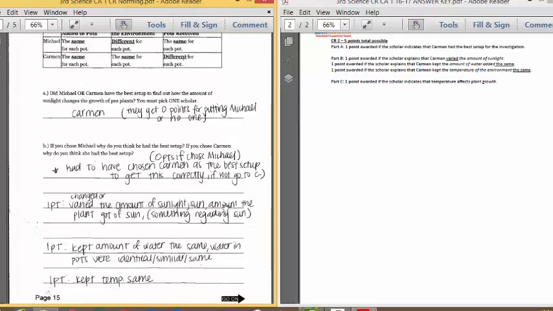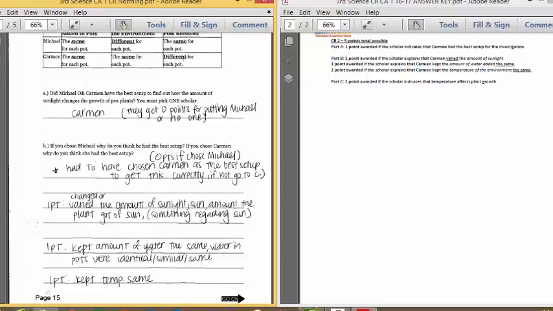Part B asks if they chose Michael, why they think he had the best setup, and if they chose Carmen, why they think she had the best setup. If they chose Michael for Part A, they get 0 points for Part B, because they will explain how Michael had the best setup, which Michael did not have the best setup. They get 1 point awarded if they explain that Carmen varied the amount of sunlight. Something regarding the sun. It doesn't have to be sunlight explicitly. They can also write the amount of sun the plant got, something along those lines.